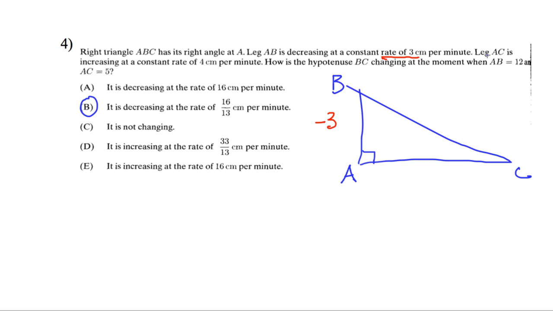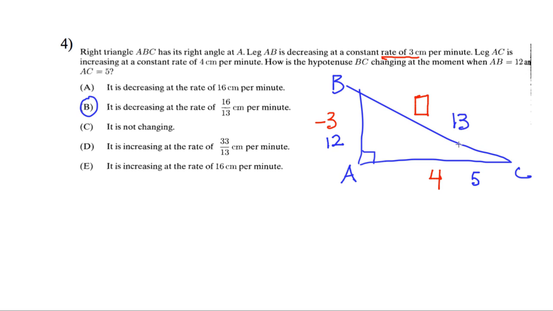Next, leg AC is increasing at a constant rate of 4. So I'm going to label this in red 4. How is hypotenuse BC changing? So that's our question mark right there. When AB is equal to 12, so AB, that's going to be 12 right here. And it tells me that AC right here is 5. Oh, you know this Pythagorean triple. 12, 5, and 13. There it is.